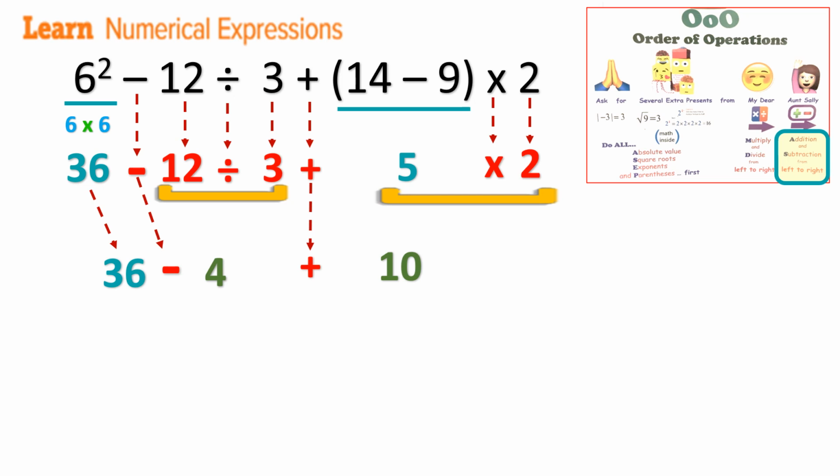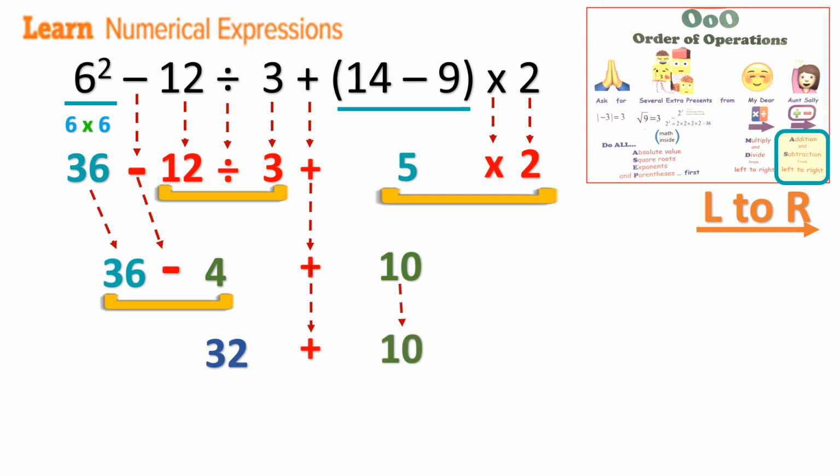Notice these are directly connected to one another. If I start with addition first, it could mess me up. So I want to make sure that I go from left to right. When I take 36 minus 4, I get 32. Then in turn, I'm going to add 10 to it. So I'm rebuilding my math problem. I bring it all down, and now I have 32 plus 10, which is 42.